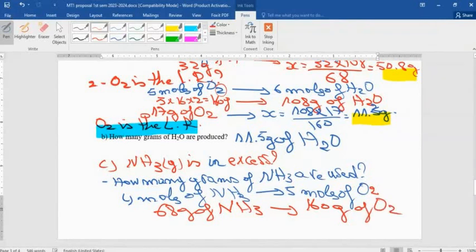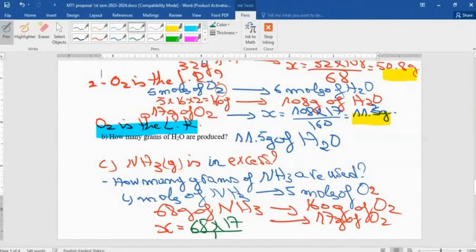I did this one previously. Since the oxygen gas is the limiting reactant, it means I consumed all the 17 grams of oxygen gas. What is the mass of ammonia required? The mass of ammonia required will be X for this reaction, and X will be equal to 68 multiplied by 17 divided by 160, which is the cross product. And this will be equal to 7.2 grams of ammonia. What does this mean here?